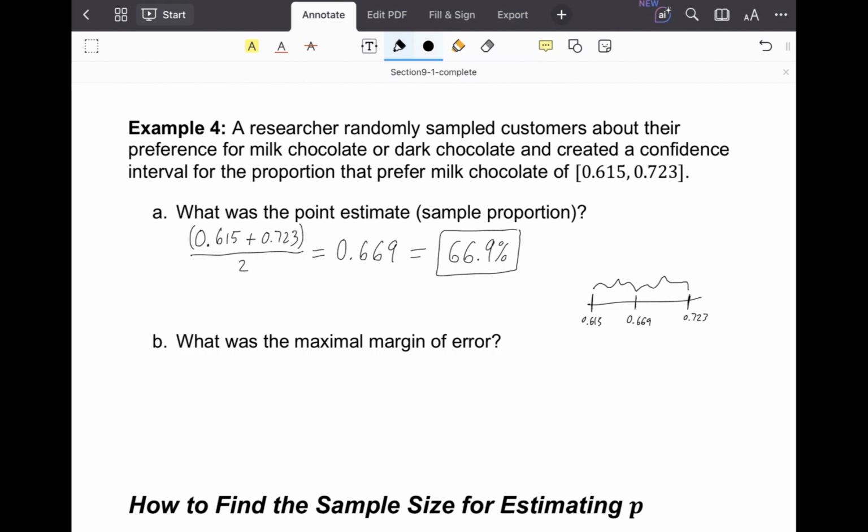And there's lots of different ways to do it. You can either subtract these two or these two, or you could even do this one minus this one, divide by 2. I usually like using the one on the right. So do 0.723 minus 0.669, and it gives us 0.054, which is the same as 5.4%.